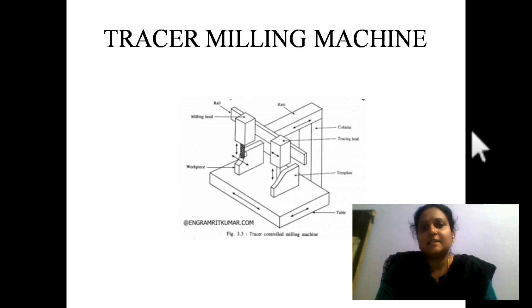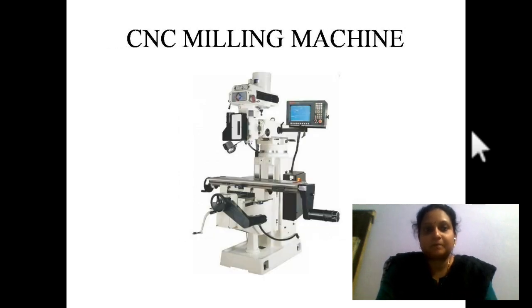Next one is the tracer milling machine. In case of the tracer milling machine, you can manufacture very complicated parts like aerospace parts. So wherever you have more difficulty in getting different profiles, there we use a tracer milling machine.